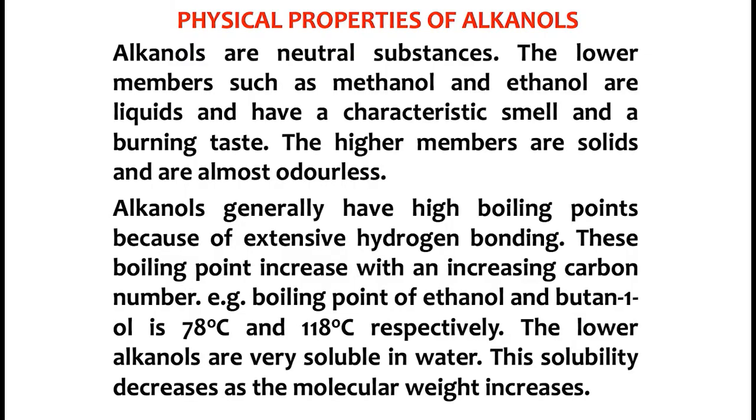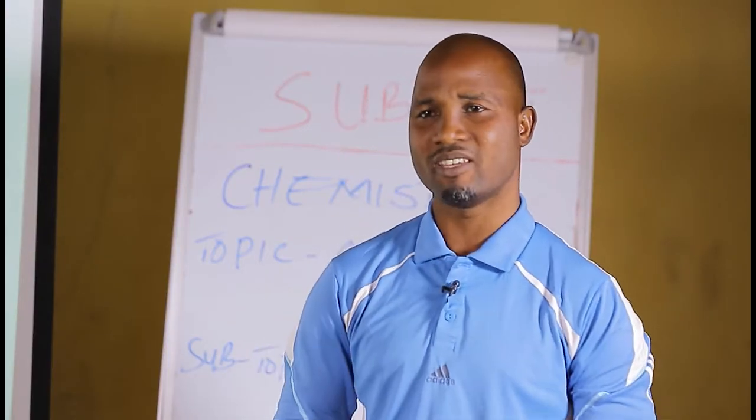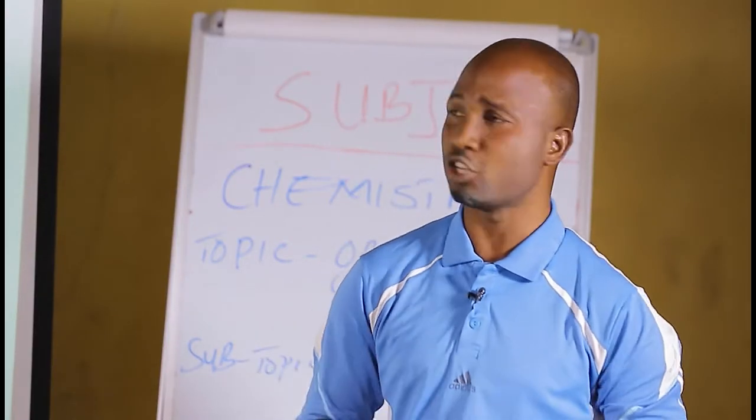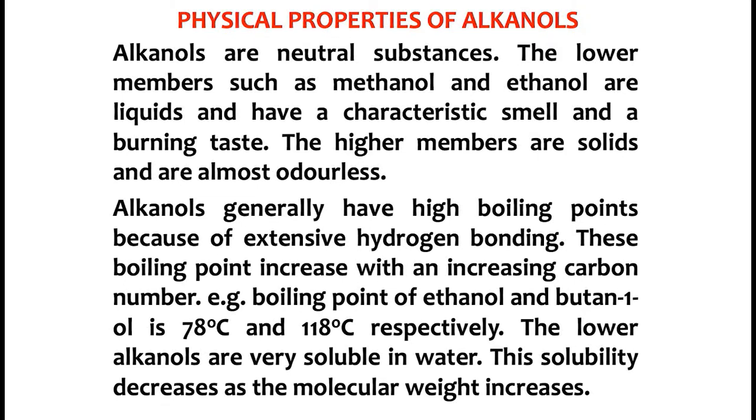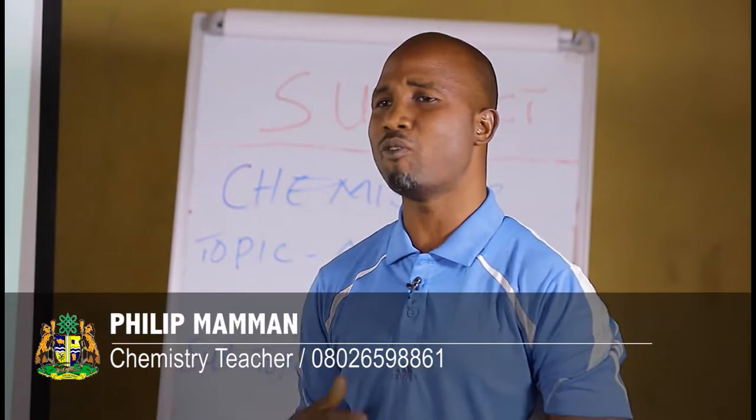Now, the physical properties of alkanols. Alkanols are neutral substances. It means that they are not acidic, they are not basic. If you put a litmus paper, it will not change. Then, of course, the lower members, such as methanol and ethanol, are liquid. Like I said, they are volatile liquids. What do I mean by volatile liquid?